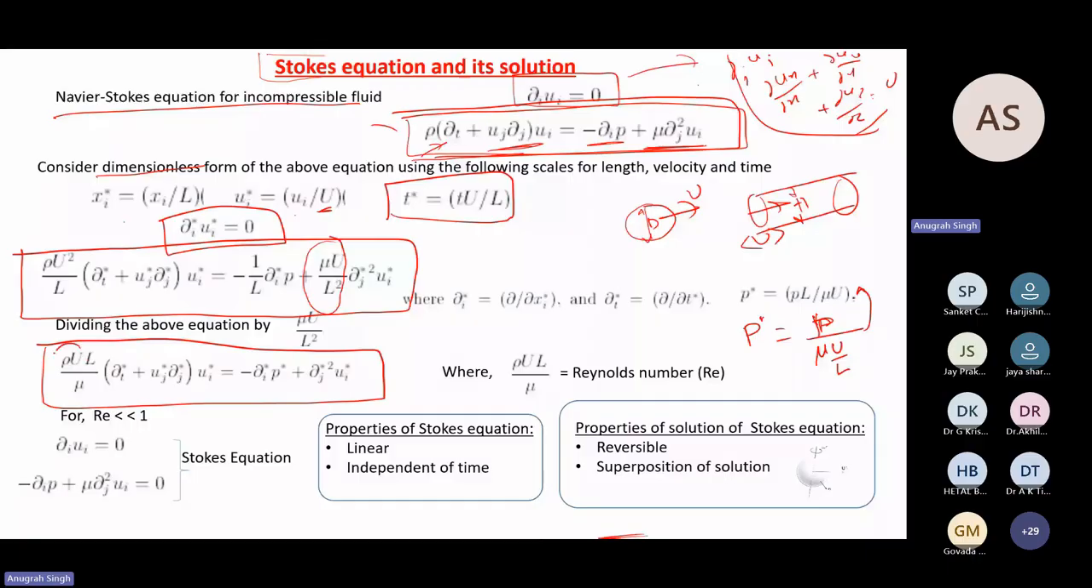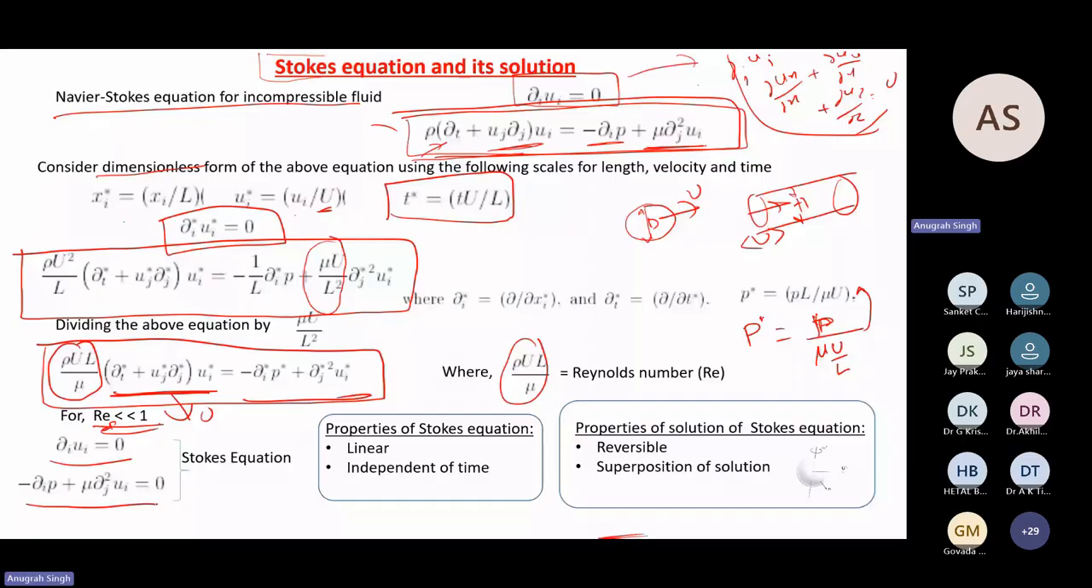This is a Reynolds number. Now, if your Reynolds number is much less than 1, this is a particle Reynolds number. Otherwise, if it is a tube flow, it will be the flow Reynolds number. Now, if the Reynolds number is much less than 1, that means you are multiplying the left hand side term with a very small quantity, so the whole term will go to 0 for Re much less than 1. So all you will be left with is this. Your continuity equation is this and the momentum equation is this. These two equations are called the Stokes equations.